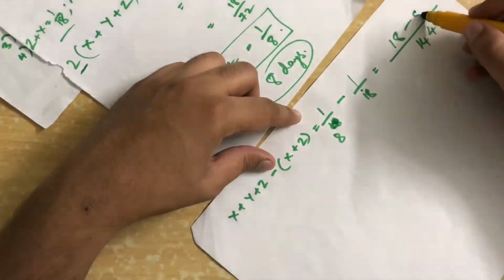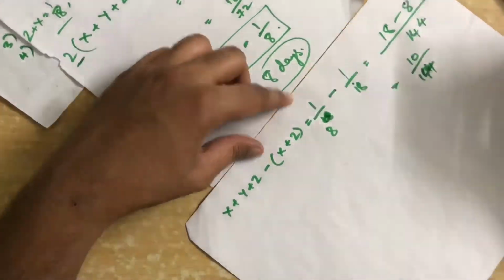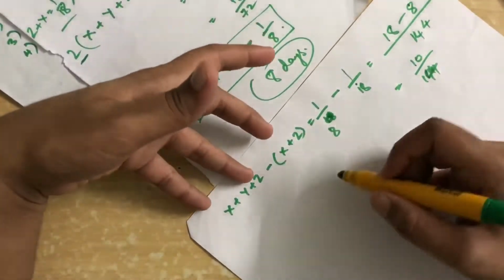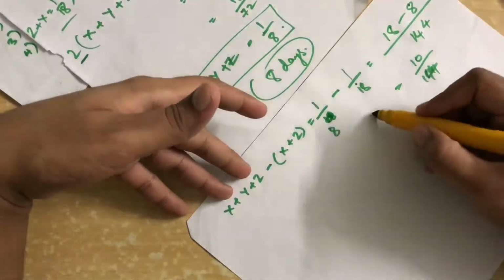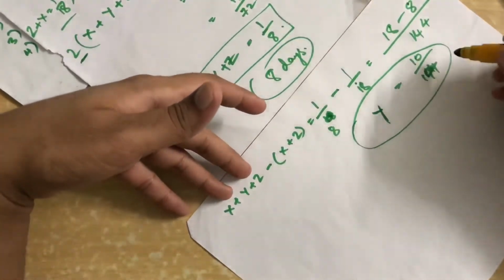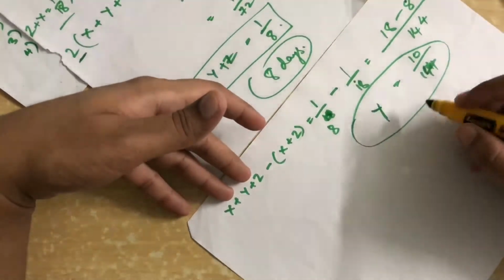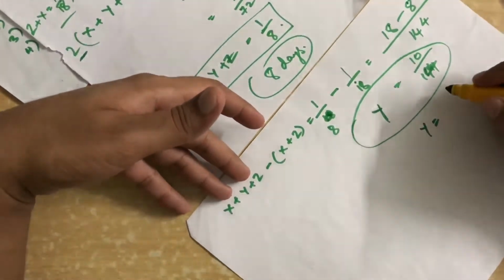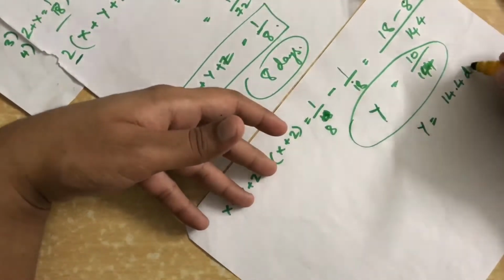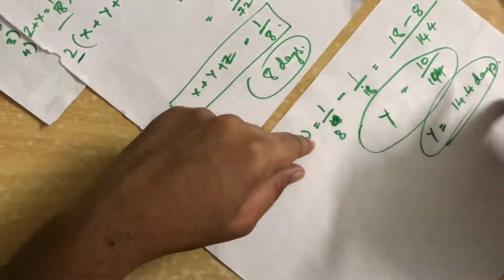18 minus 8. That would be 10 by 144. So I'm just taking an example, guys. If Y does the work all by himself, he would do 10 by 144 of the work on each day. So Y would basically just reverse the equation and you would get 14.4 days. So Y would basically complete the work all by himself in 14.4 days.